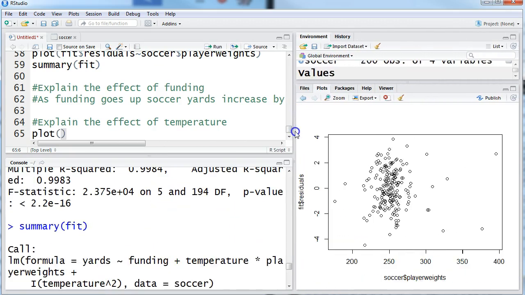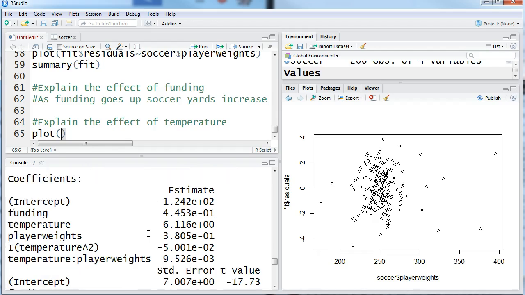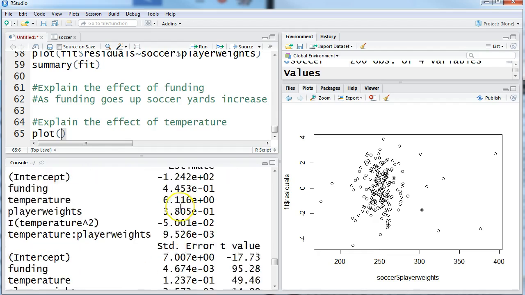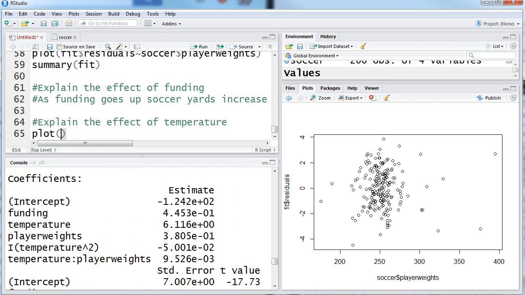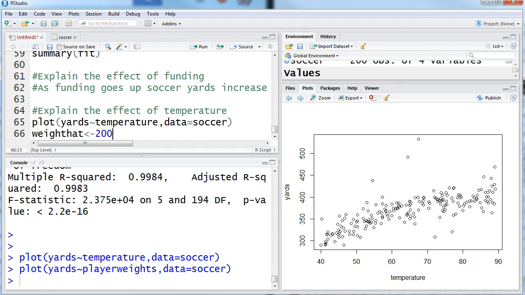So let me make a little bit more room for myself, and that totally messes up the way R draws things. Where's my coefficients? Okay, these are the numbers I need. The rest is just p-values telling me I've got a good model. So let's draw the effect of temperature. And because temperature has an interaction with player, I'm going to pick a low value and start there.